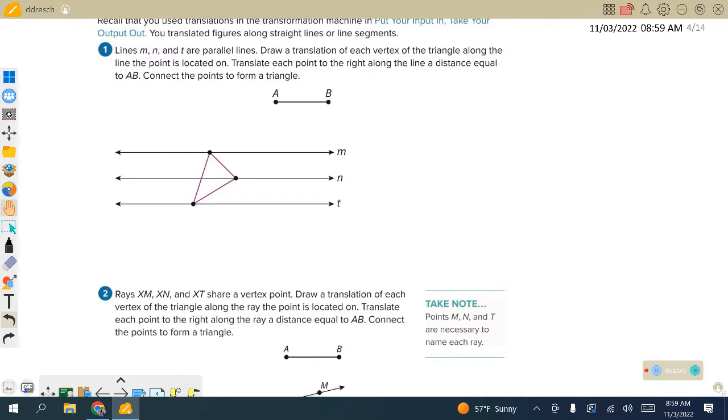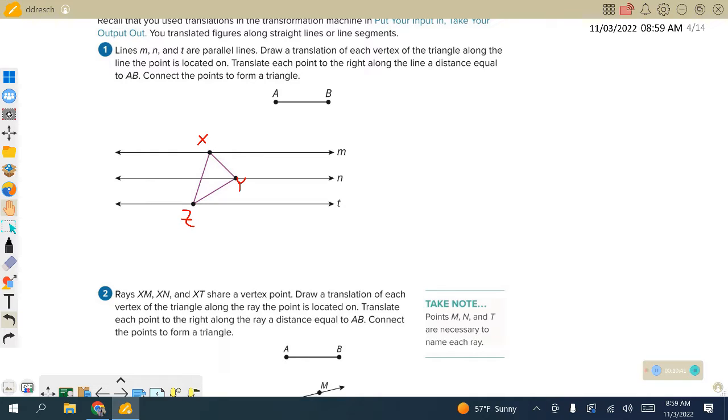So we want to basically take this first point, this top point, and just kind of name it nicely. I'll call this X, Y, Z so we can talk about it. We want to take X to the right along line M, the same distance of AB. So let's use that patty paper. I'm going to take that patty paper, put it on top of X, and wherever that is at, I'm going to find where B is located and just slide my pencil underneath that patty paper. And that gets me the distance of X to become X prime, okay?